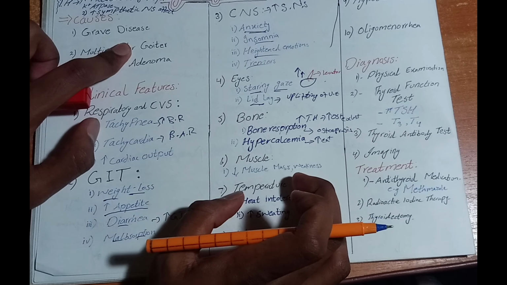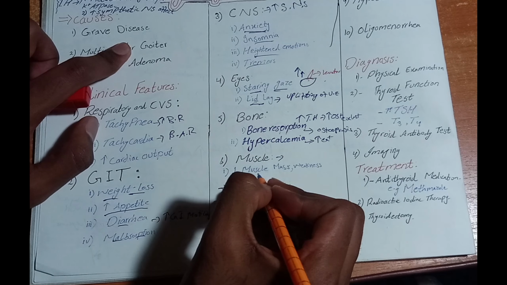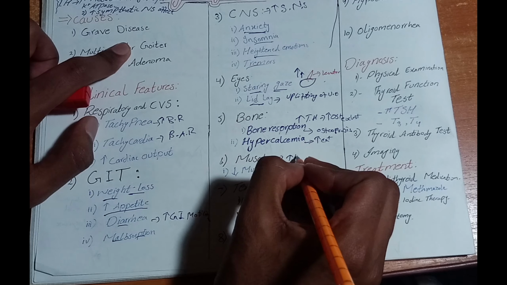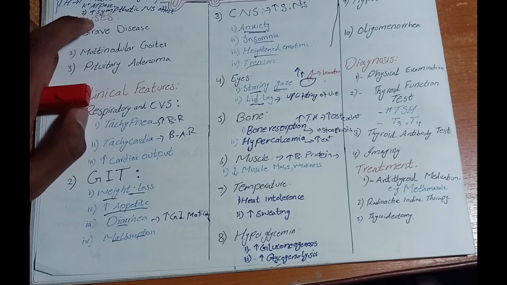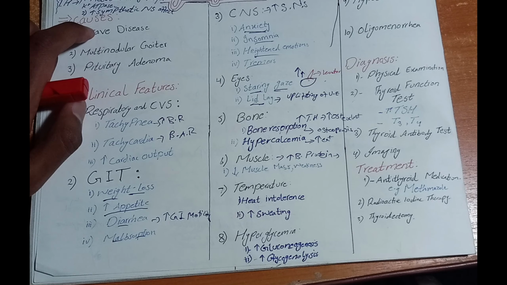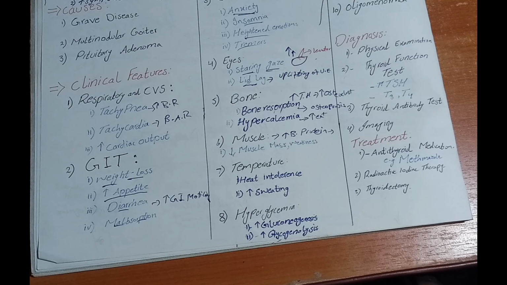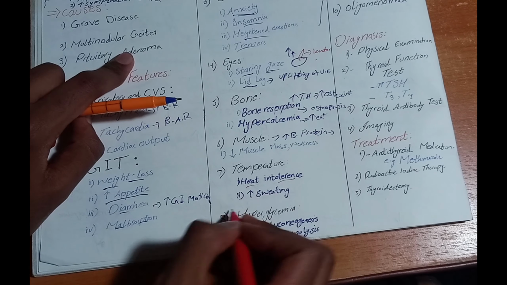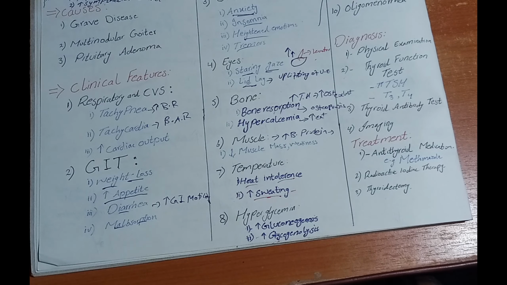Okay, come to muscles. As you know, thyroid hormone also has a catabolic effect on muscle protein, and it leads to increased breakdown of proteins. This will lead to decreased muscle mass and decreased muscle strength, which leads to muscle weakness. Then come to temperature. Due to increased metabolism in the body, the patient's temperature will be higher, and the patient presents with heat intolerance and increased sweating, which is compensatory to reduce the temperature.